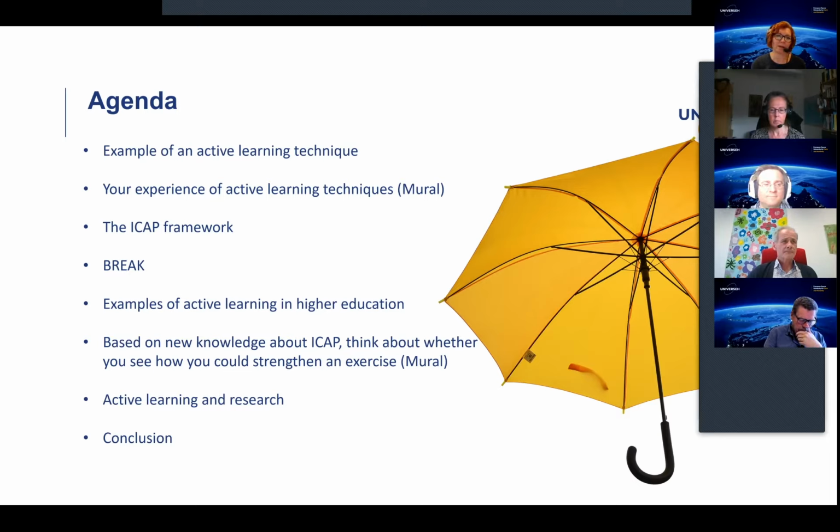Then we are going to talk about the ICAP framework. It's a good framework to hold on to for active learning. And after that, we have a break. And then Erik and Diana will give you some examples of how they work with active learning in higher education. And then it's going to be another Mural where you are going to be active, and we are going to work practically with the ICAP framework.